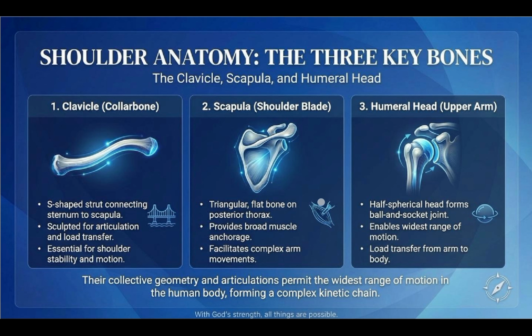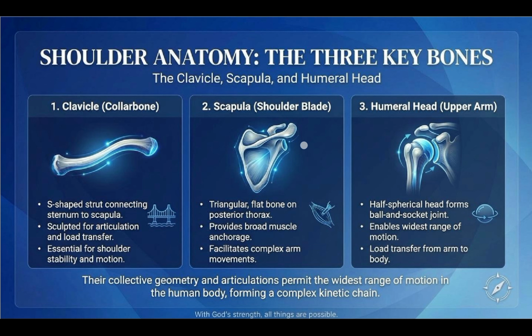The scapula is a triangular flat bone on the posterior thorax. So it's located at the posterior thorax, and it is a triangular flat bone. It is triangular, can't you see? And it is a flat bone. It provides broad muscle anchorage, so it provides an area for attachment of muscles. So it facilitates complex arm movement.